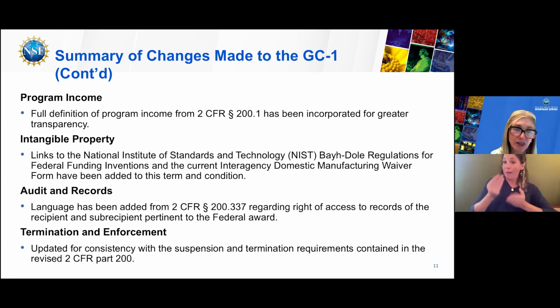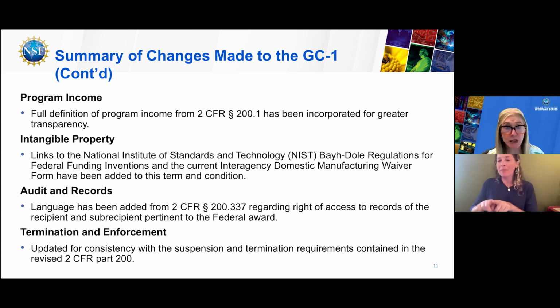Program income. The full definition of program income has been incorporated for greater transparency. We find that that is often very, very helpful. The intangible property, similar to what you're going to see because of what we just did to copyrighted material, you're also going to see the same things here, but we're pointing out that we are linking to the NIST by Dole regulations, as well as the current interagency domestic manufacturing waiver form. And those have been added by NSF's new copyright attorney, new patent rights attorney. Very excited to have Meredith on board. And so that language has been modified as well.